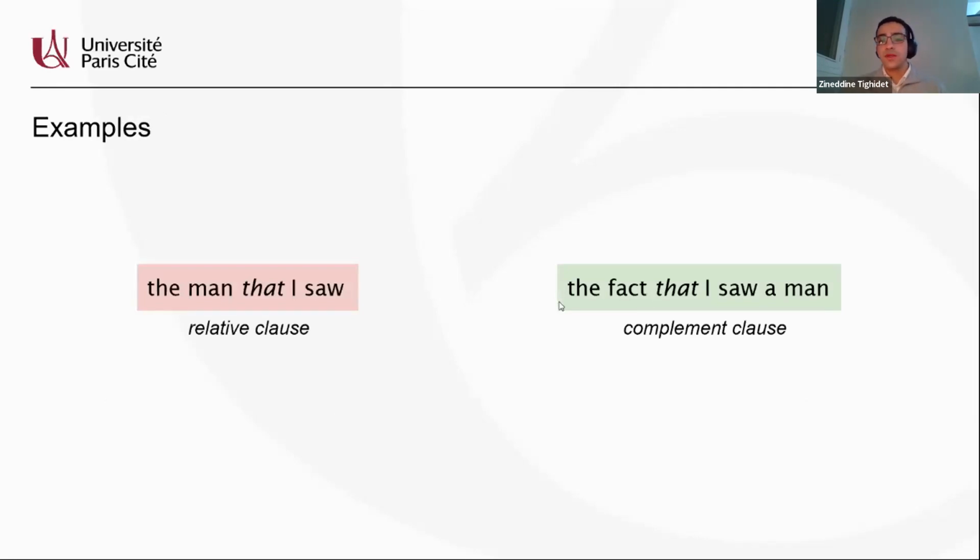On the left, you can see a relative clause, the man that I saw, whereas on the right, you can see a complement clause, the fact that I saw a man.